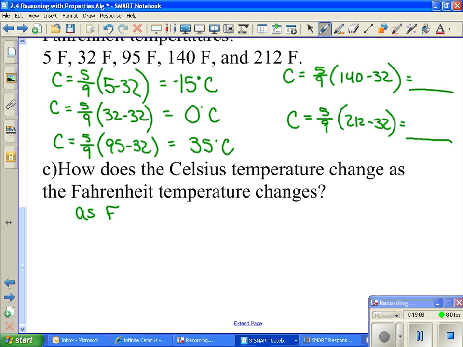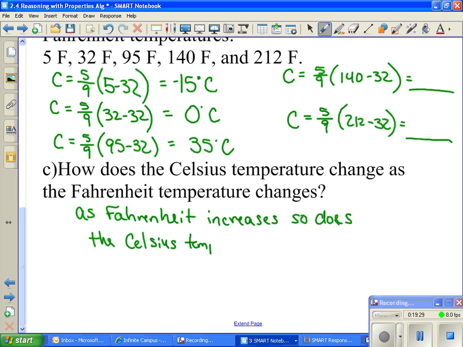So as Fahrenheit increases, so does the Celsius temperature. Okay, as one increases, so does the other one. So if you were looking at it as a graph, it would gradually increase, giving you a slope, right? Couple more. If I need more time on this one.